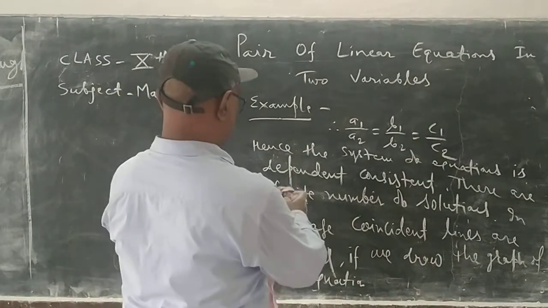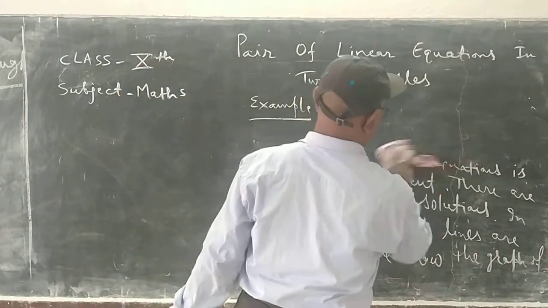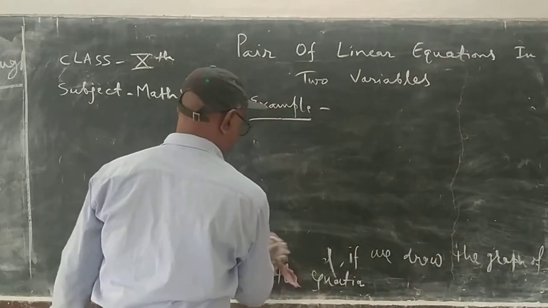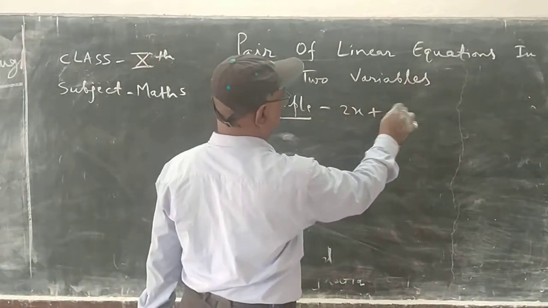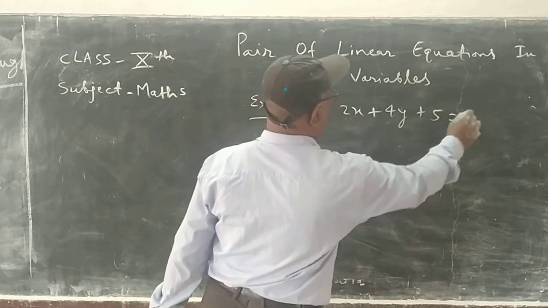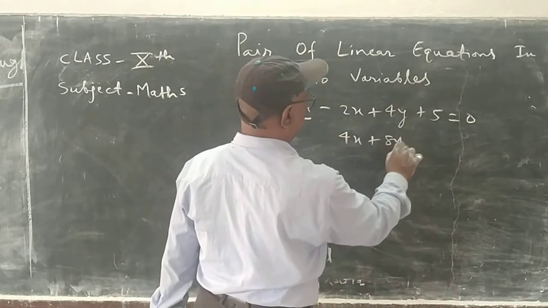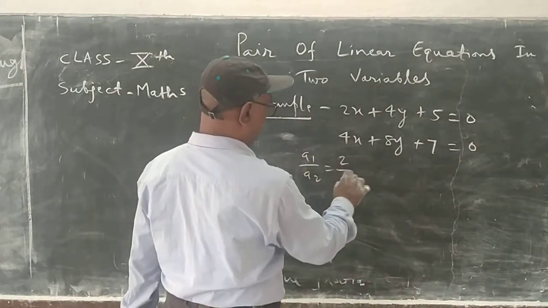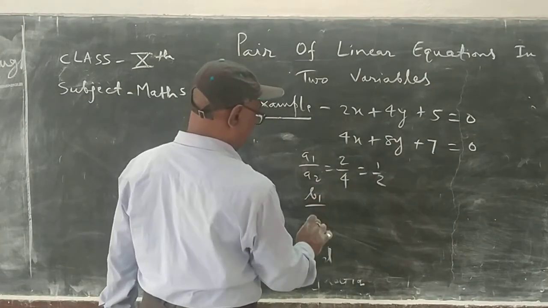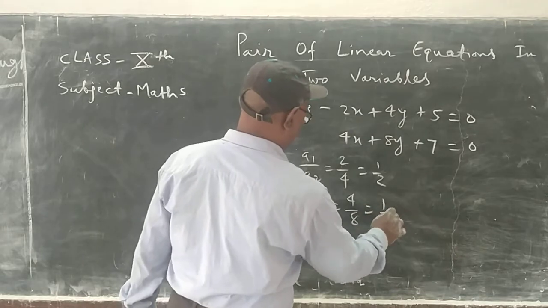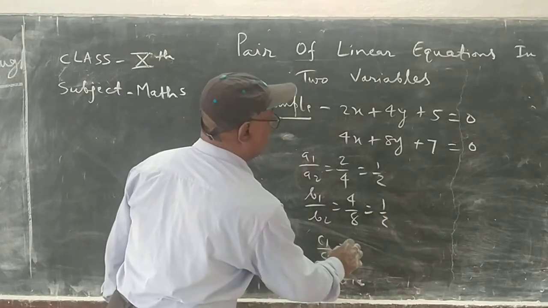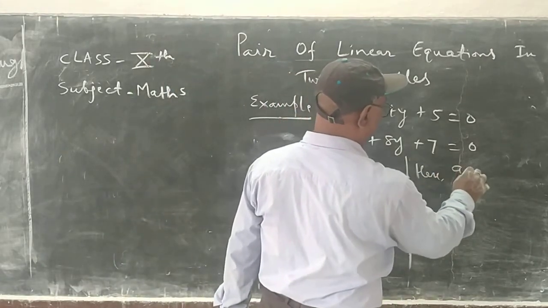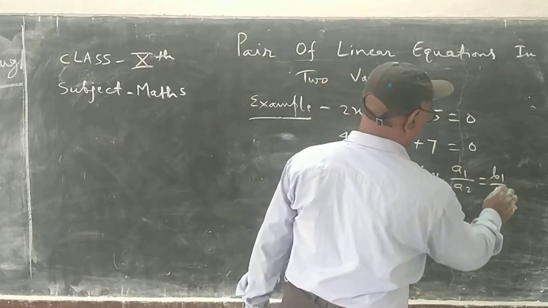Now, the third case, which is inconsistency. Suppose 2x plus 4y plus 5 equals 0, and 4x plus 8y plus 7 equals 0. Here a1 by a2 is 2 by 4, that's 1 by 2, and b1 by b2 is 4 by 8, that is 1 by 2, but c1 by c2 is 5 by 7. Here a1 by a2 is equal to b1 by b2, but not equal to c1 by c2.